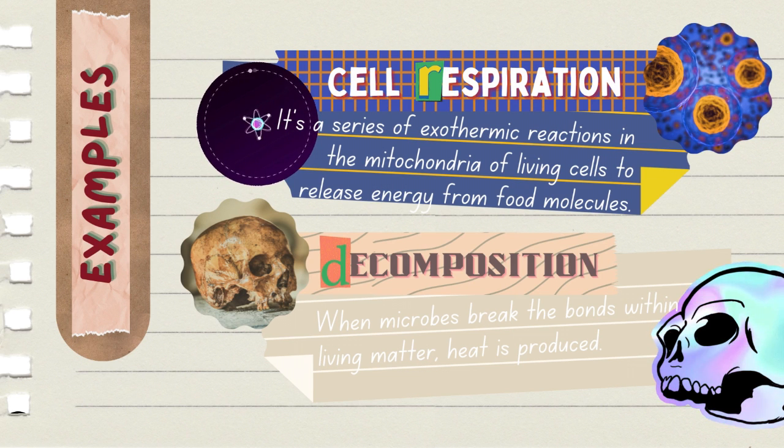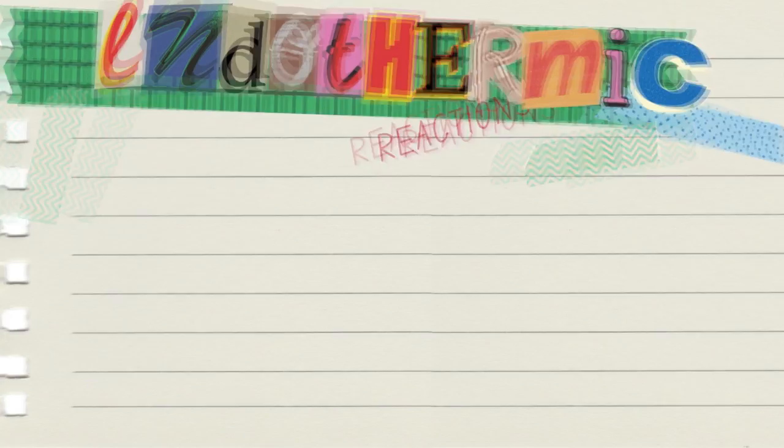Number 9. Cell respiration. It's a series of exothermic reactions in the mitochondria of living cells to release energy from food molecules. And finally, number 10. Decomposition. When microbes break the bonds within living matter, heat is produced.